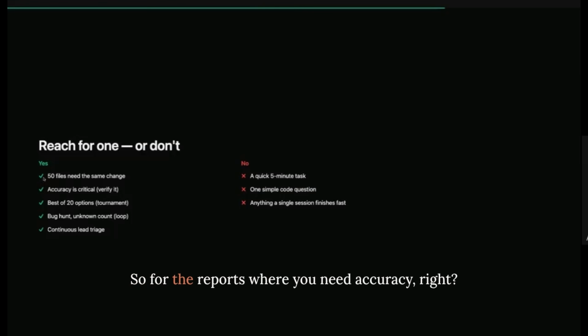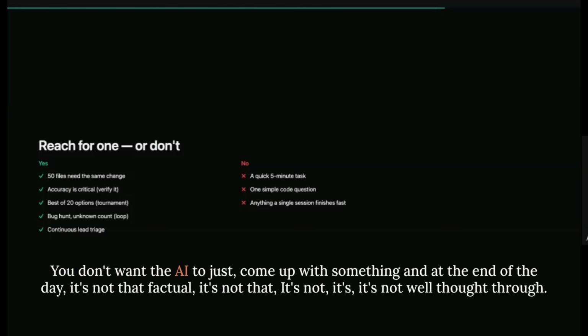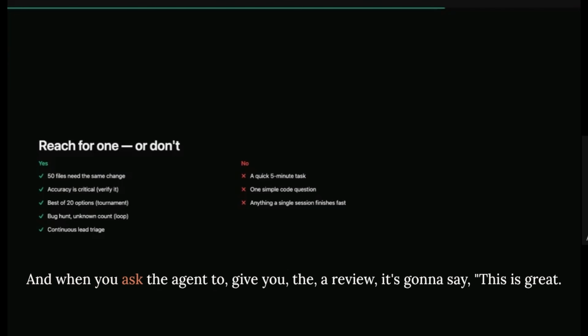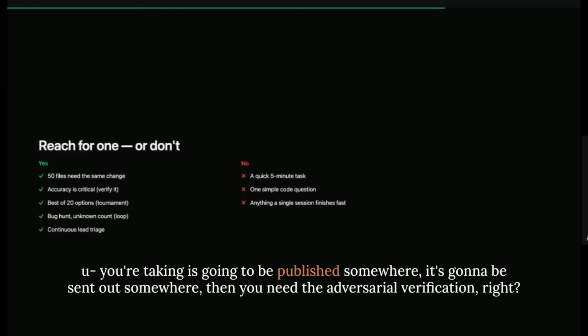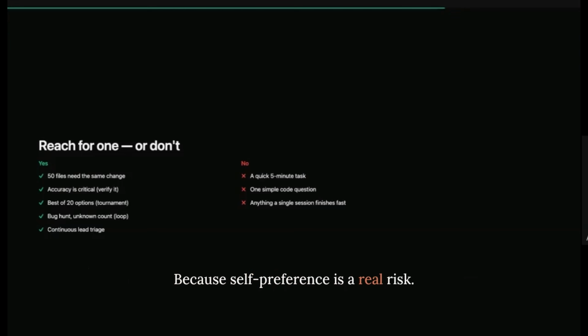So for the reports where you need accuracy, right? You need to be sure about it. You don't want the AI to just come up with something and at the end of the day, it's not that factual. It's not well thought through. And when you ask the agent to give you the review, it's going to say, this is great. This is the best output here. There's no flaw in here. For you to get more accuracy, especially if the output you're taking is going to be published somewhere, it's going to be sent out somewhere, then you need the adversarial verification, right? Why? Because self-preference is a real risk.